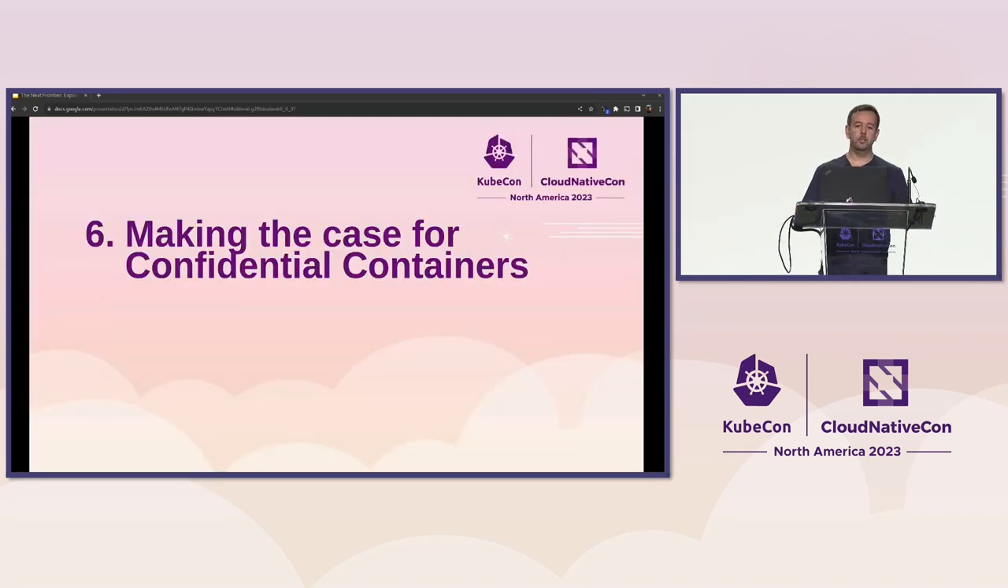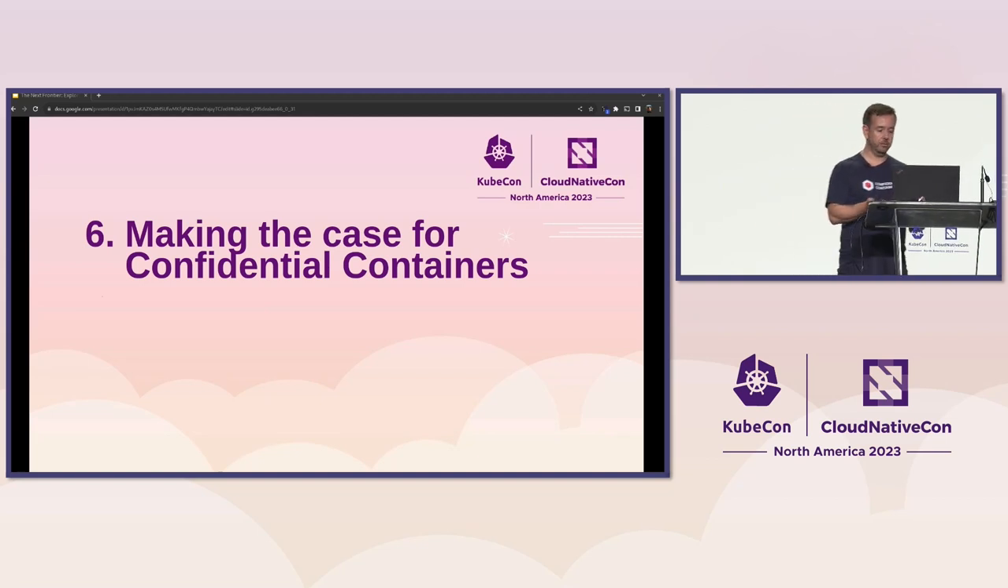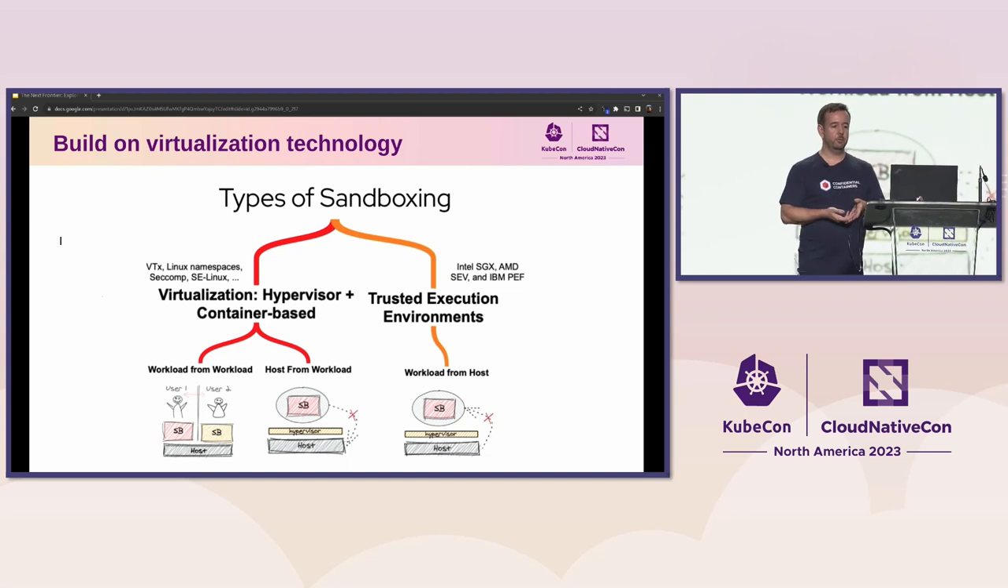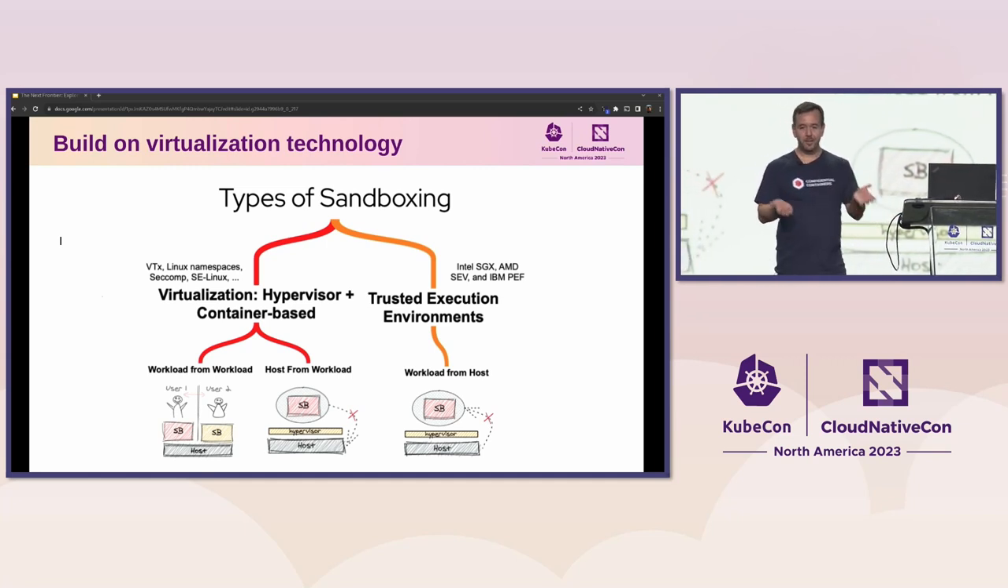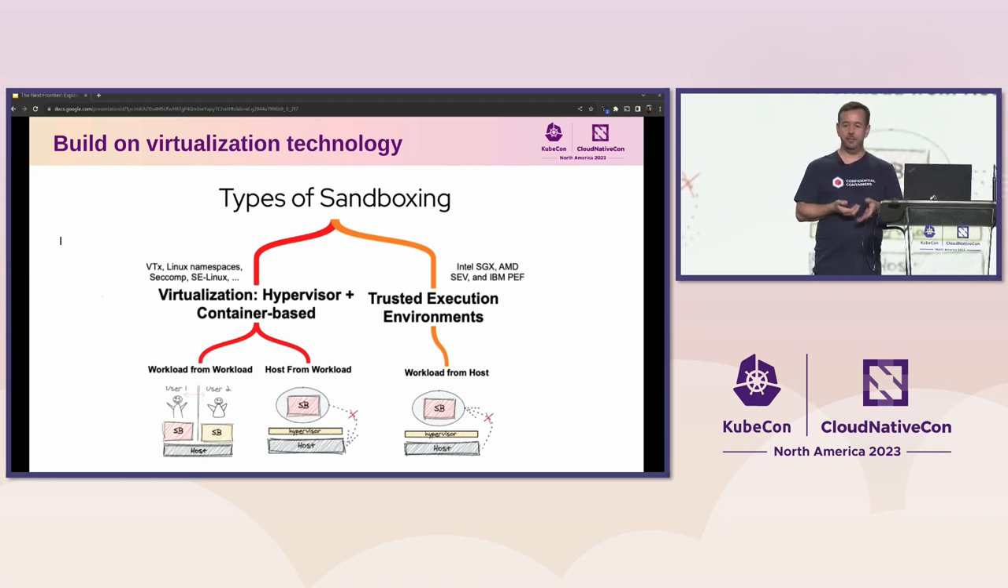So what does confidential container do exactly? What does it add? It reduces the trusted compute base. It's based on virtualization technology and Kata containers. Remember Kata containers? You run your container wrapped inside a lightweight VM, and from the user's point of view, it looks and feels like a normal pod.